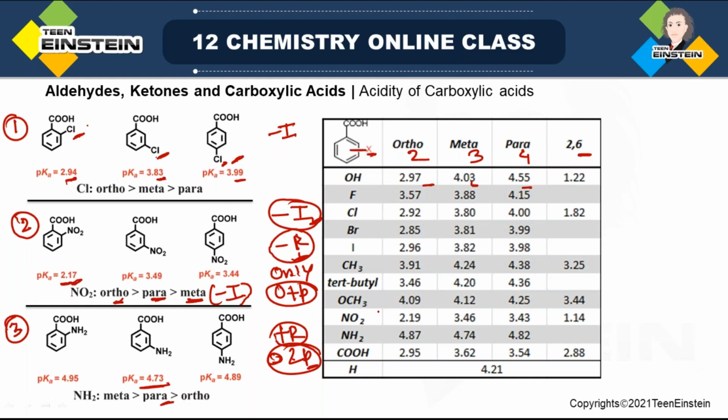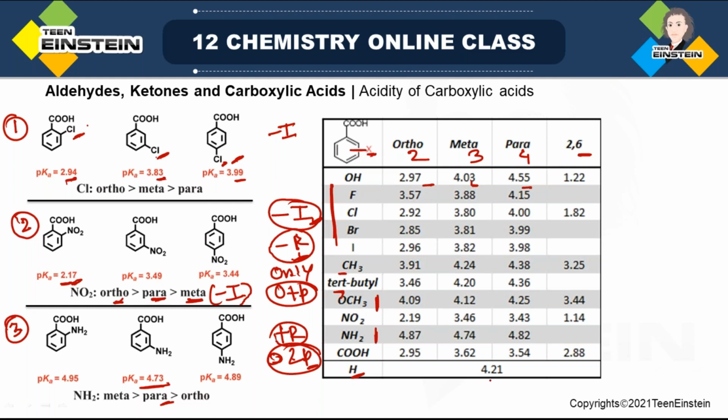Okay, so different halogens are there. Then we have alkyl groups. After F, Cl, Br, I, we have alkyl groups. Then we have some donating groups. NH2 we have already seen. OMe, that is another donating group. NO2 also we have seen. Then simply H, that means no substituents are there.